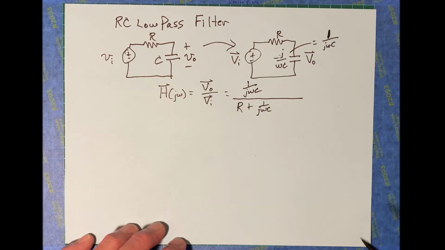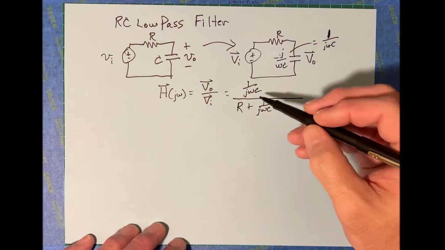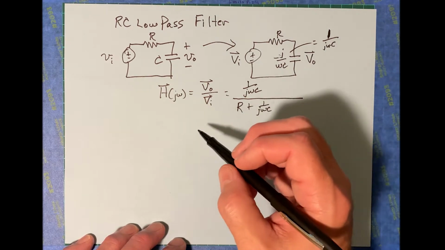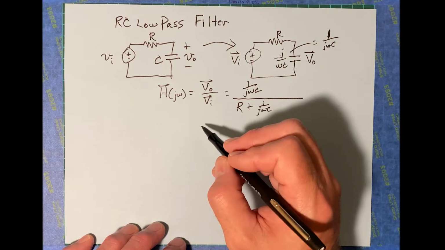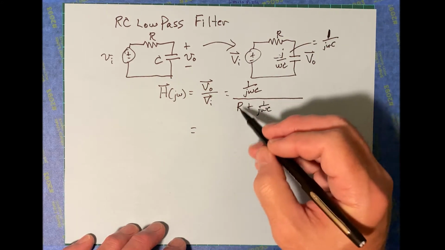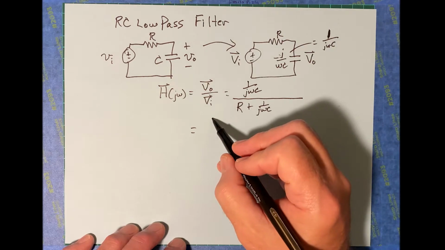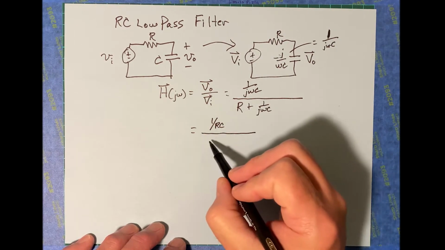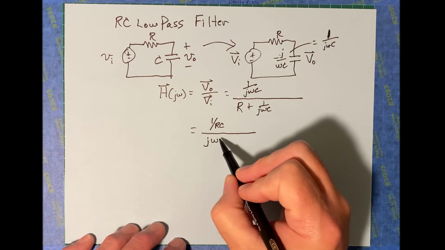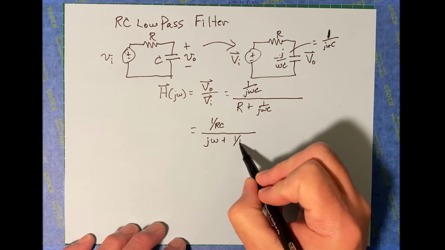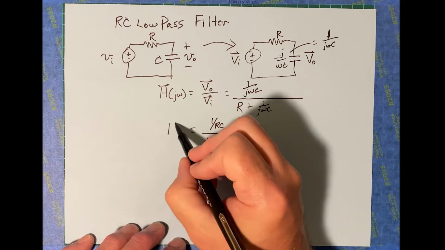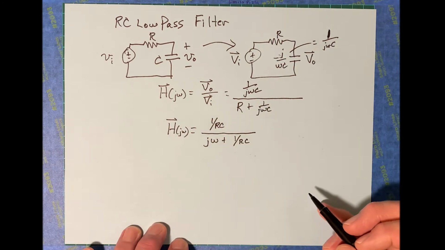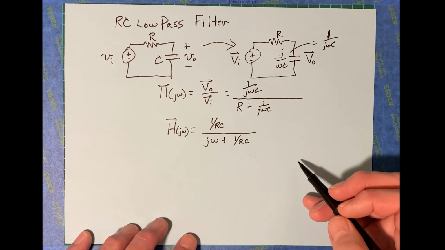So there's our answer. Now, you can manipulate this and get it into a slightly different form. And here is the form that we'll write our final form in. So it's going to be 1 over RC divided by j omega plus 1 over RC. This is our transfer function now. Okay, so we've got that for our transfer function.